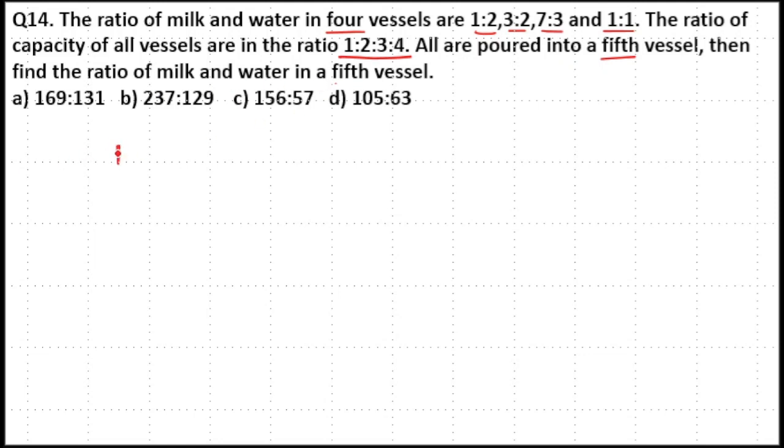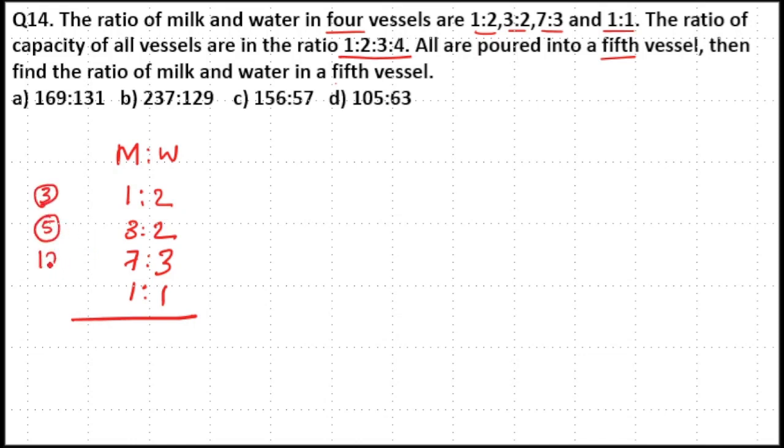So we have milk and water in 4 vessels in the ratio 1 is to 2, 3 is to 2, 7 is to 3 and 1 is to 1. Now 1 plus 2 is equal to 3, 3 plus 2 is equal to 5, 7 plus 3 is equal to 10, 1 plus 1 is equal to 2. Then the LCM of 3, 5, 10, 2 is 30. LCM is 30.